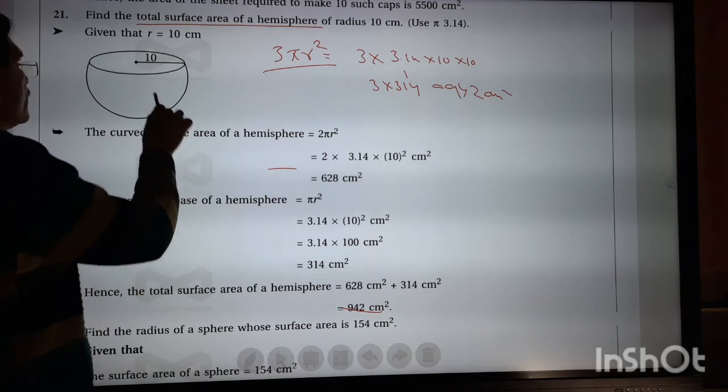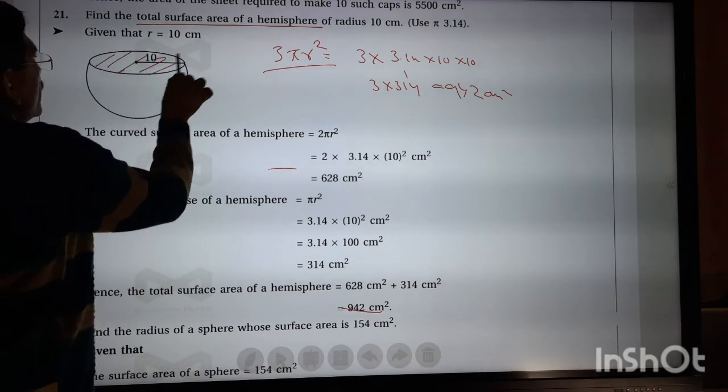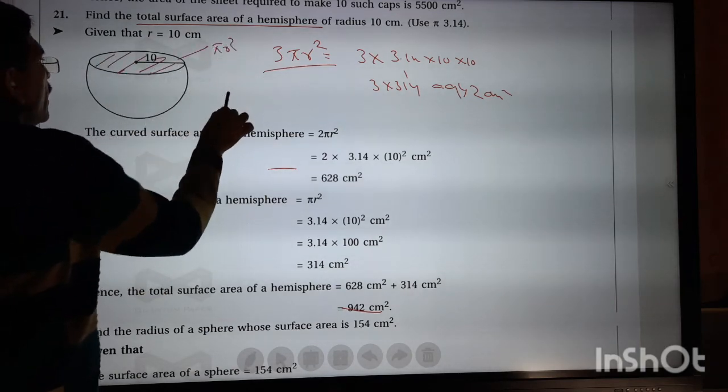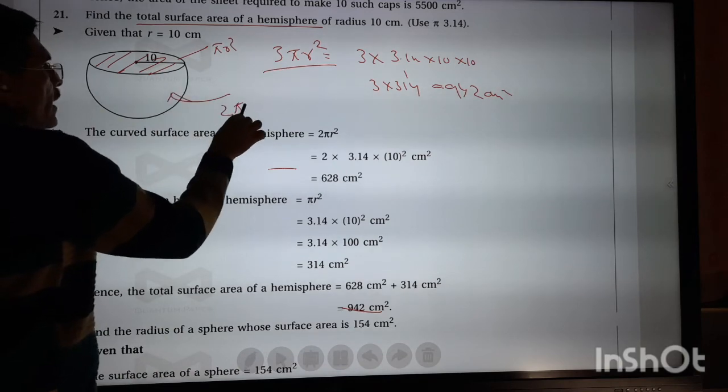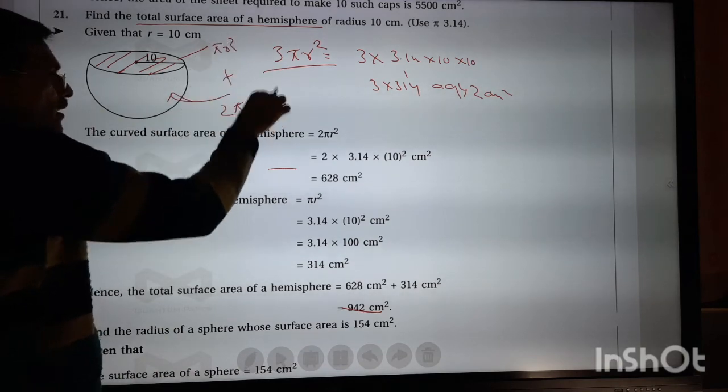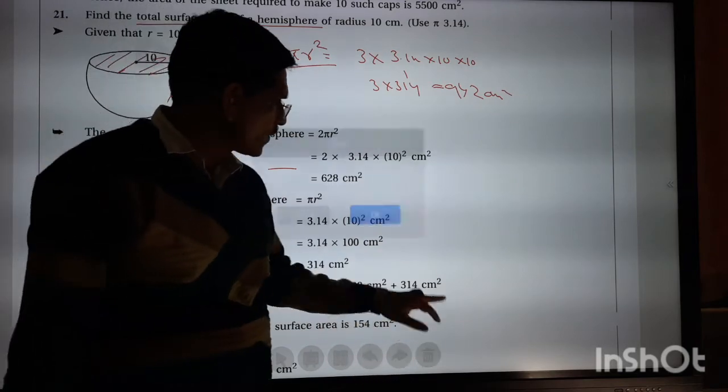So area of base, again here it is pi r square. Again this area is 2 pi r square. So if we will total, we can get 3 pi r square.